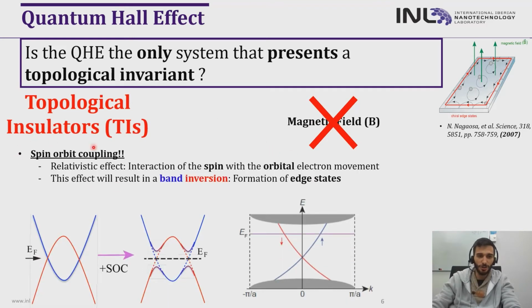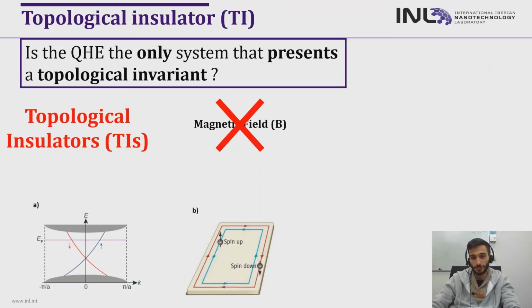Due to the spin-orbit coupling that some heavy elements have, we have a band inversion creating these edge states that we have in some materials.